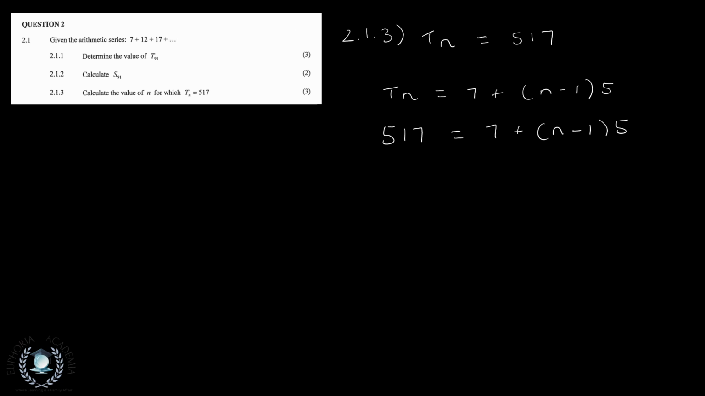So we're going to take the 7 to the left hand side, so we're going to subtract 7. We're going to be left with 510, and that is equal to n minus 1 multiplied by 5. Divide the 510 by 5, and then add 1. We're going to find that our n, our term number that is equal to 517, is 103. Term number 103.